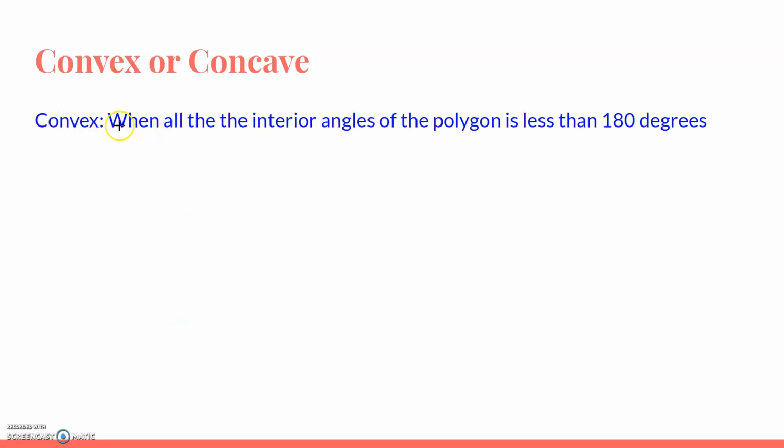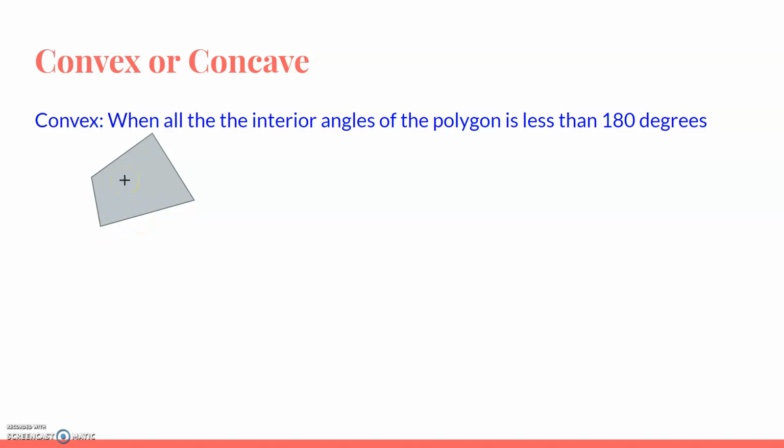Alright, now next topic, convex or concave. So convex, this is when all the interior angles of a polygon are less than 180 degrees. So this is what it would look like. As you can see, none of these angles are greater than 180 degrees. They might be obtuse and greater than 90, but none of them are greater than 180.